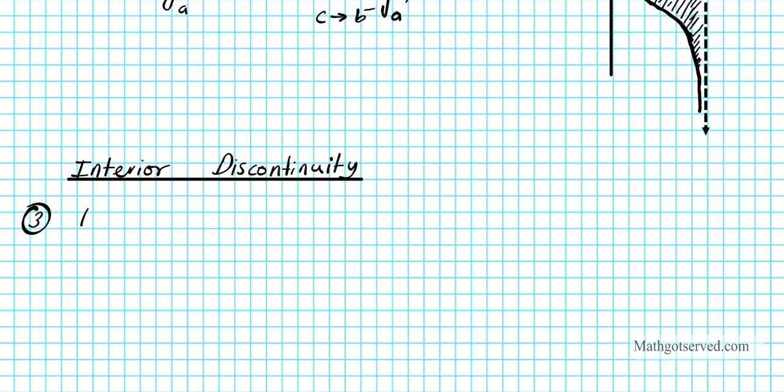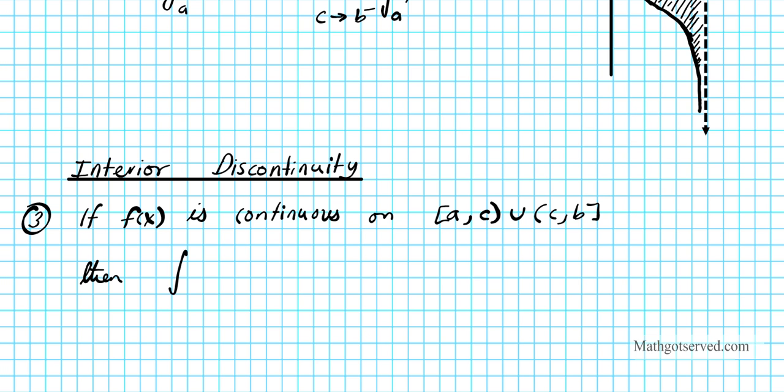You write it as follows: if f of x is continuous on this interval a to c union c to b, you notice here that the infinite discontinuity I speak of, or the vertical asymptote, is within my domain of integration. I'm going to be integrating from a to b. The break is at c. So if I have this scenario, then the integral from a to b of f of x dx is going to be what? What do you assume it's going to be?